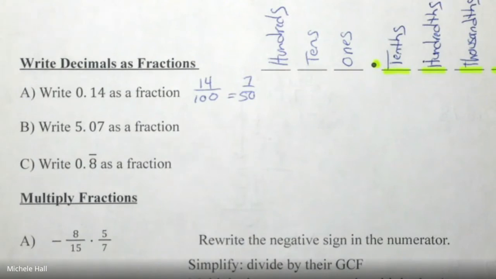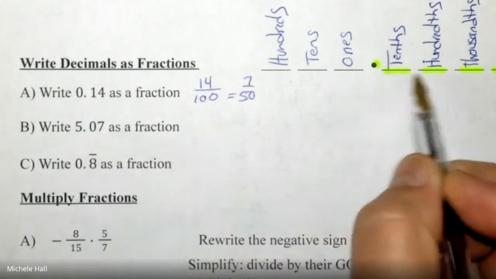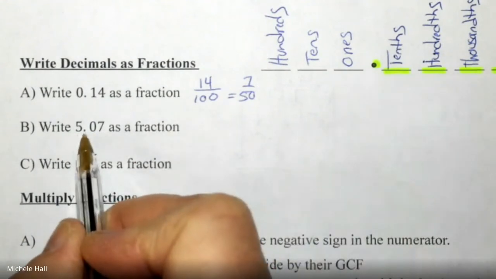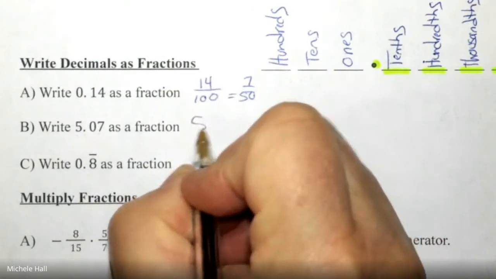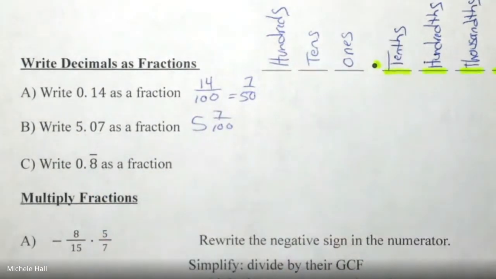Okay, now problem B. How do I say this number correctly? Problem B, Caitlin. 5 and 7. It lands in the hundredths place. Tens, hundredths. So 5 and 7 hundredths. That's it. Again, I have an odd number and an even number. 7 is prime. It has nothing in common with an even number. That's it.